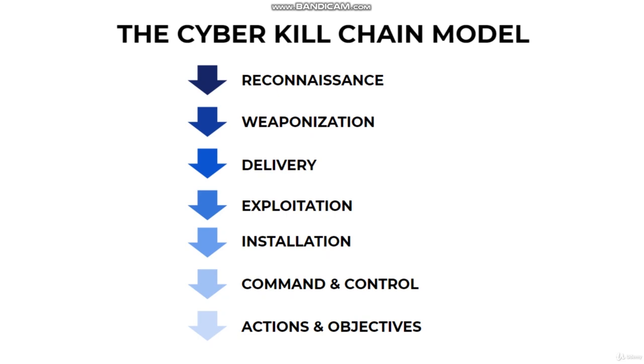Step 5 is the installation. At this stage, the installation of a remote access Trojan, that is RAT, or backdoor on the victim system allows the attacker to maintain persistence inside the environment. Installing malware on the asset requires end-user participation by unknowingly enabling the malicious code. So talking about action at this point can be considered critical.